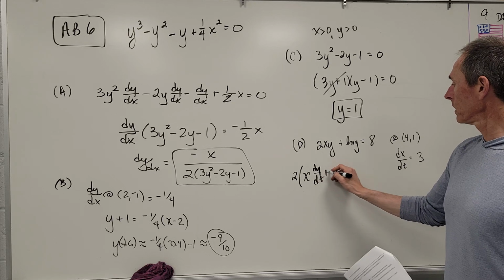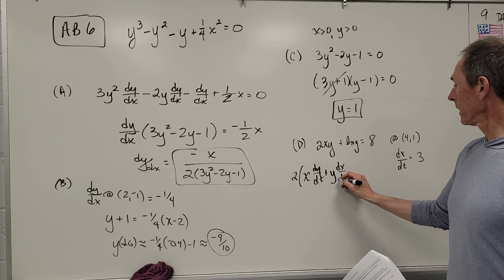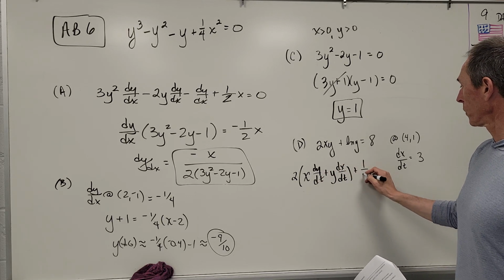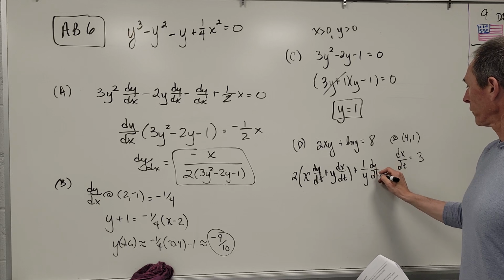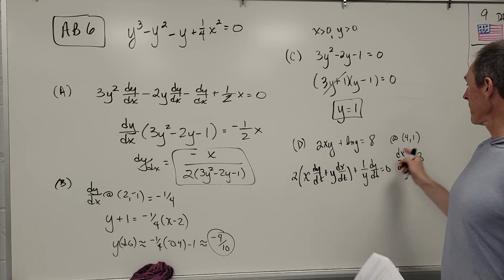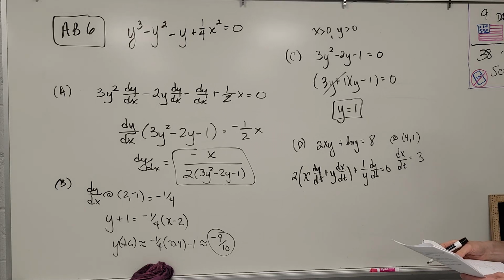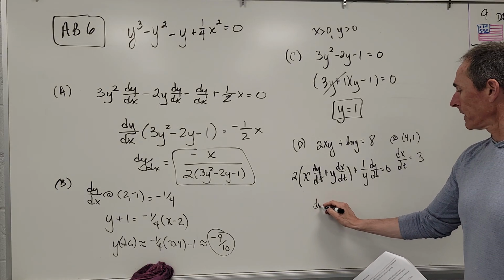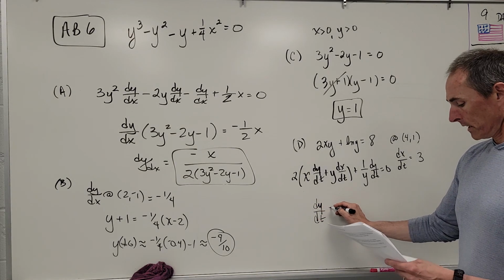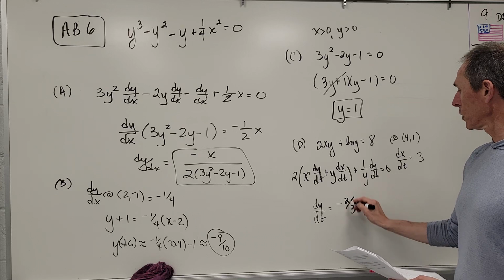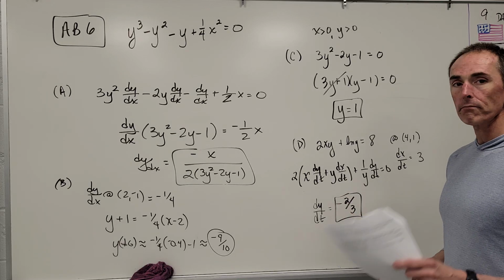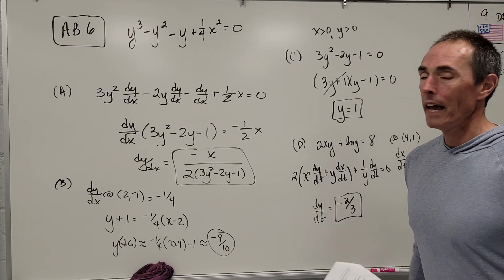Here we go. Plus 1/y dy/dt, don't forget, equals 0. Then it's just a matter of plugging in x, y, and dx/dt. When we do all that, we should find that dy/dt at this point equals -2/3. So that is 2025 AB6.